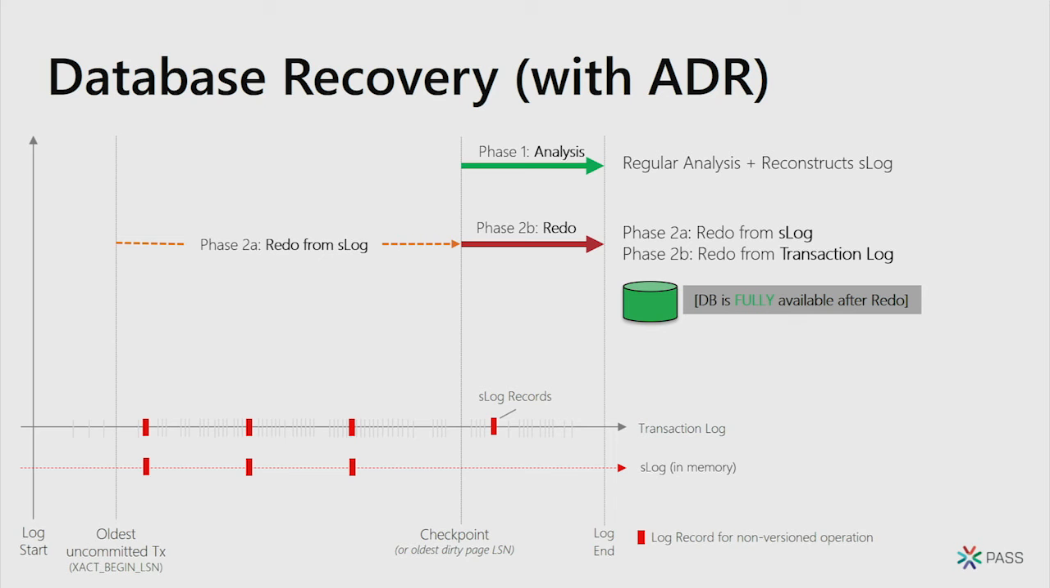The database is fully available after the redo phase because undo is instantaneous. Because undo just means all of those versions are invalid. We don't care about them anymore. Go back to the original versions. They're all still there. It's just a matter of telling any new transactions, ignore those row versions, only look at these row versions. That's why it's instantaneous. It's all based on versioning.